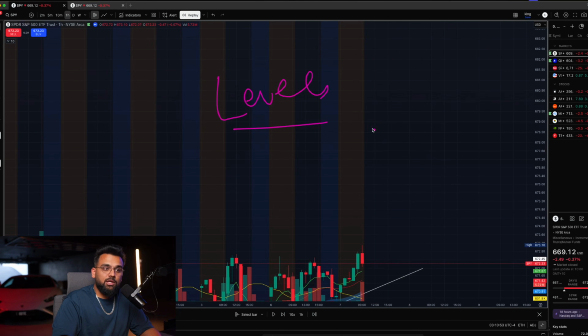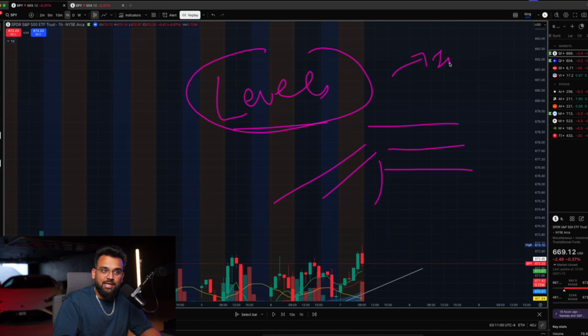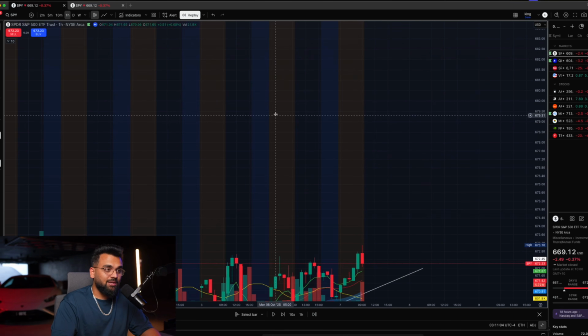Now, levels will include straight horizontal levels, diagonal levels, which are trend lines, and the other type of levels are called indicators. Most people actually ignore this. I'll talk about this in detail as well. So that part of the level flag strategy is clear.